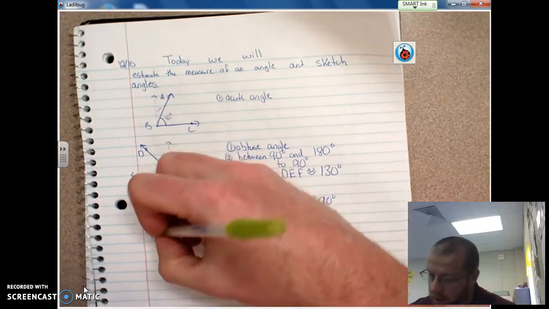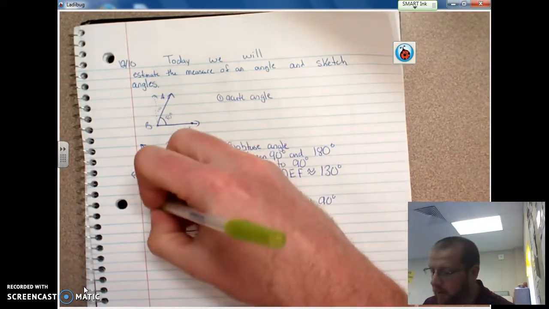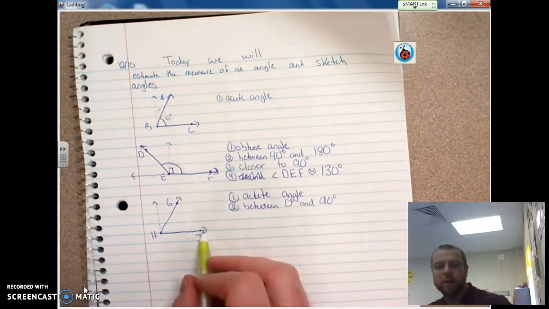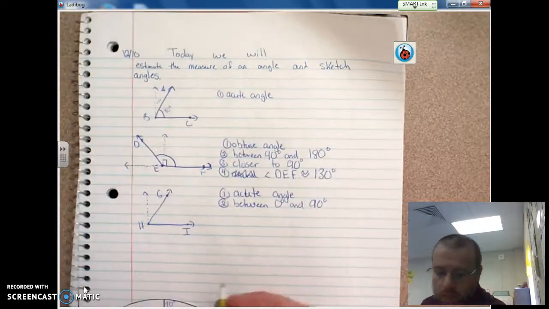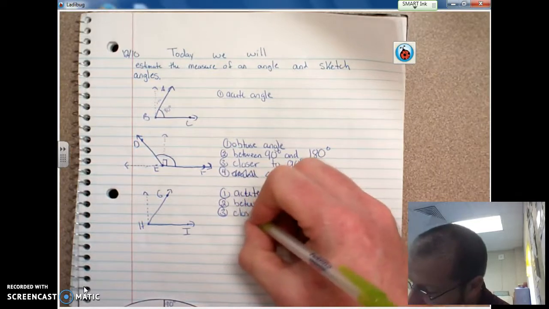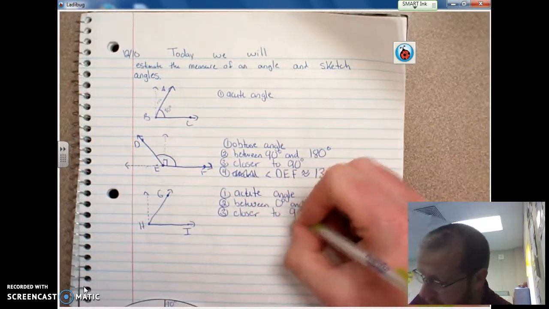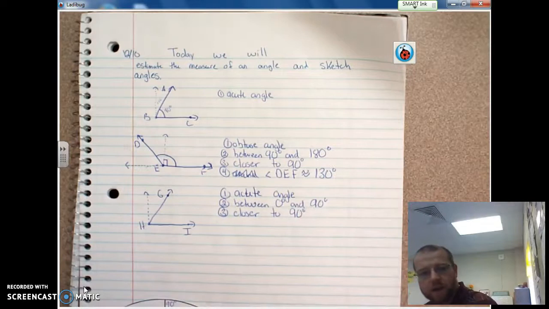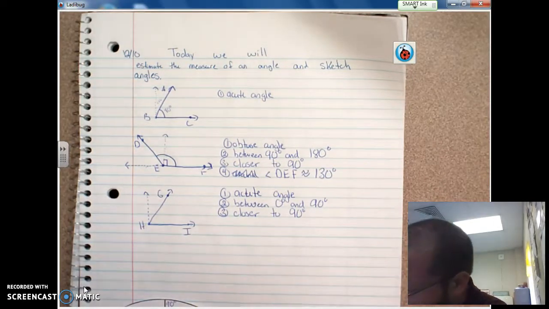So here's my 90-degree angle. Here is my 0-degree angle. So my angle, again, looks like it's much closer to 90 degrees. It looks closer to 90. Is it a lot closer? Again, no, but it's a little bit closer to 90 degrees.